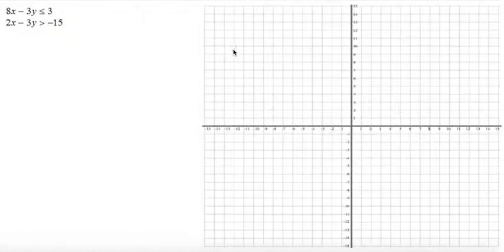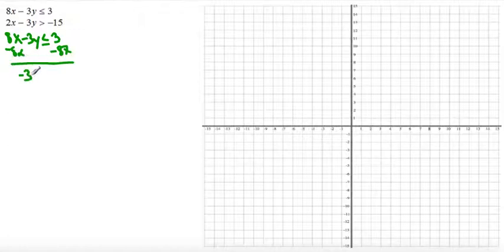Example 18, solve the system of linear inequalities and give one example of a solution and one example of a non-solution. So first thing we have to do is get both of these inequalities in slope-intercept form. So I'm going to rewrite the first one, 8x minus 3y is less than or equal to 3. I have to get y by itself, so I subtract 8x on both sides.